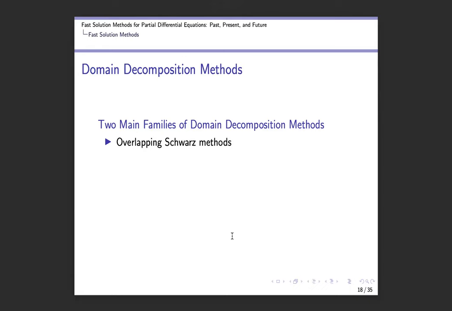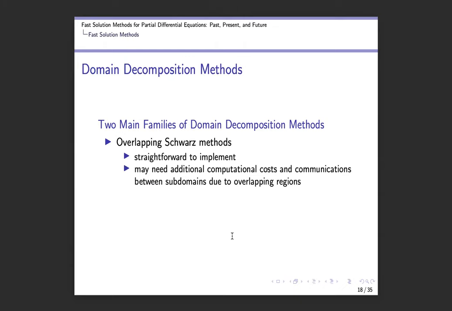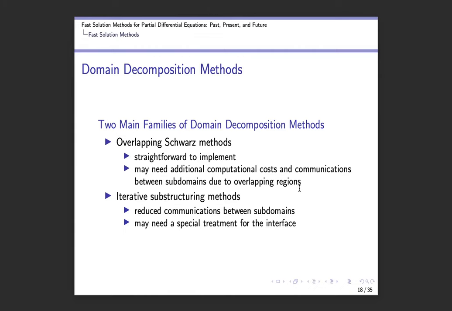And here are some features of the overlapping Schwarz method. It is quite straightforward to implement. We just use solvers associated with the overlapping regions and one coarse problem. But since we are considering overlapping domains, we may need additional computational cost and communication between subdomains due to this overlapping region. And for the iterative substructuring method, the non-overlapping method, since we consider non-overlapping subregions, we can reduce the communication between subdomains. However, we may need a special treatment for the interface. So usually, the algorithm is quite complicated.